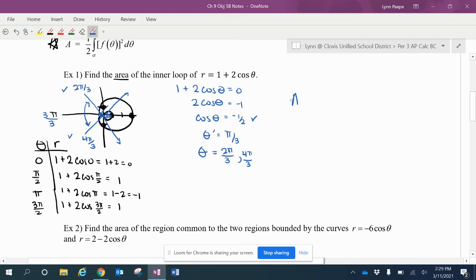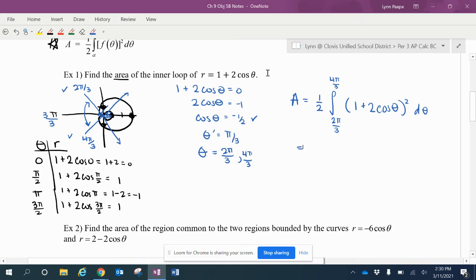So then the area would be just using that formula from above. So that would be 1/2, and then my lower limit is 2 pi over 3. My upper limit is 4 pi over 3. And then of r squared. So one of the things that students struggle with a lot is figuring out that alpha and the beta. So if you're unsure of what you just did, you can always graph it and kind of verify it.